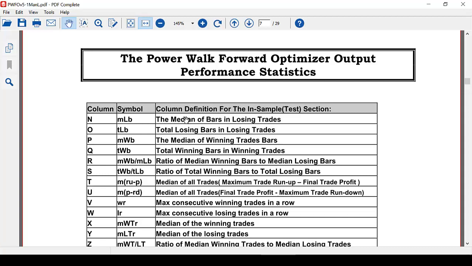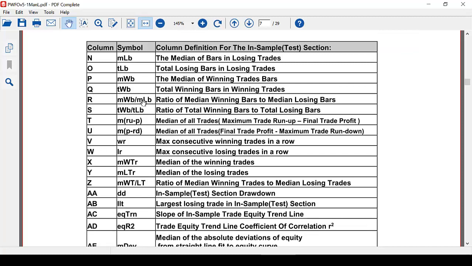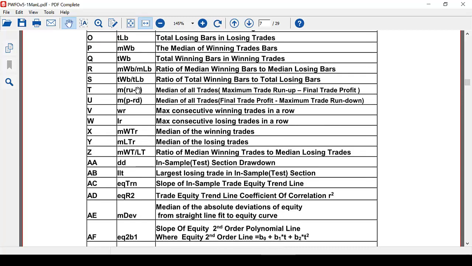Each losing trade has a number of bars, and if we take all the trades and take the median of those losing bars, that would be median losing bars. Total losing bars is all the losing bars in all losing trades added up. Median winning bars is the median for winning trades, and total winning bars is the total winning bars in all winning trades. Median winning bars divided by median losing bars is just a ratio, and total winning bars divided by total losing bars is another ratio.